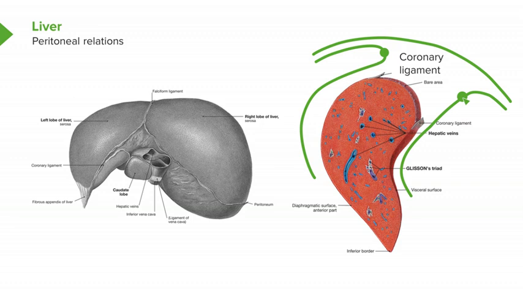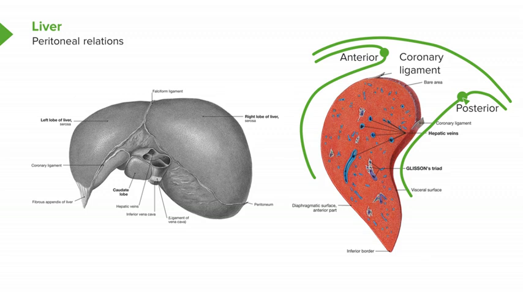This coronary ligament has an anterior and a posterior layer. An anterior layer here and a posterior layer here. Remember, the peritoneal ligaments have these two layers to them. So this is the anterior and posterior layer of the peritoneal ligament. We can now see that the liver is actually suspended from the diaphragm.